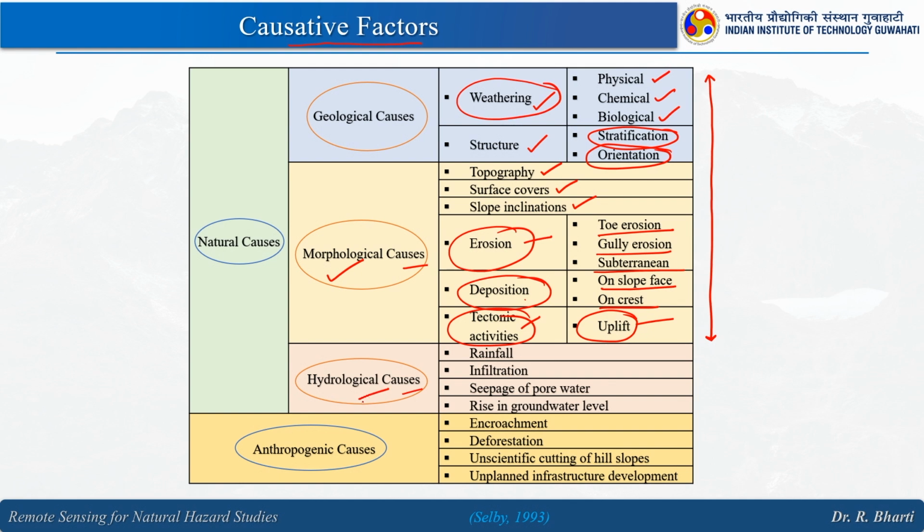When we say hydrological, we have rainfall, infiltration, seepage of pore water, then rise in groundwater level. All these will have an impact, and that will change the stability of the slope, and subsequently landslide can occur. When we talk about anthropogenic activity, we have encroachment, deforestation, unscientific cutting of hill slopes, unplanned infrastructure development. All these are from the human interventions, right?